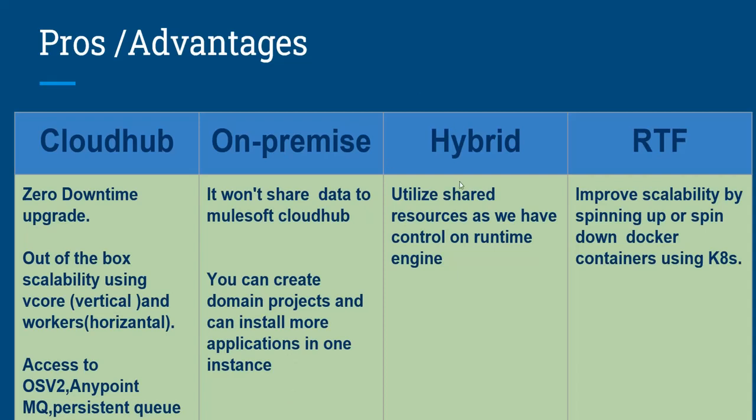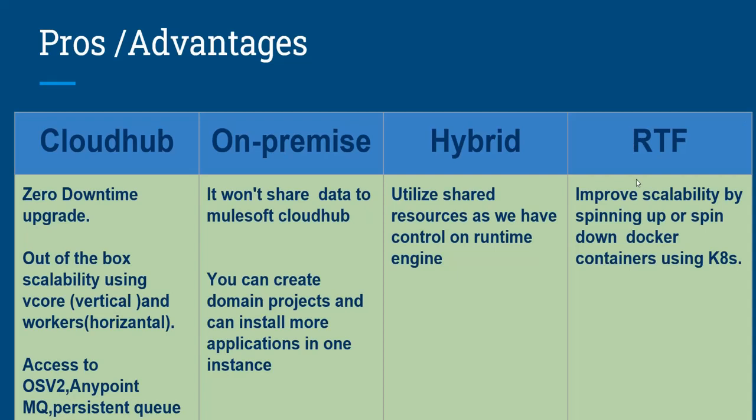And in the hybrid model, it utilizes standard shared resources, as we have control plane and runtime plane. On-premise and hybrid are both similar, because the runtime plane is under the complete control of the organization. So you will find similarities between these two models, because the runtime plane is under organization control.